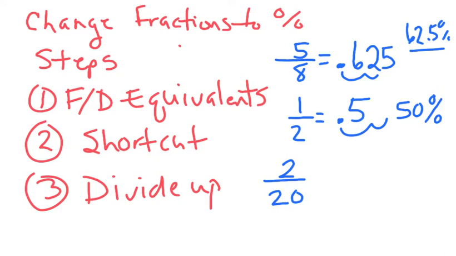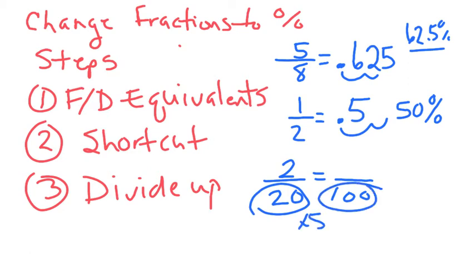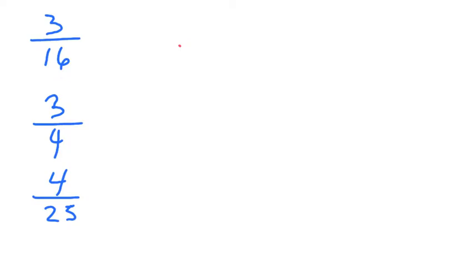2/20. I don't have a fraction decimal equivalent for the 20ths, but what I do have is a shortcut. If I could get to 100, since a percent is out of 100, wouldn't my top number be my percent? So how can I get to 100? 20 times 5 is 100. So 2 times 5 is 10. So that's 10%. Okay, let's try these.